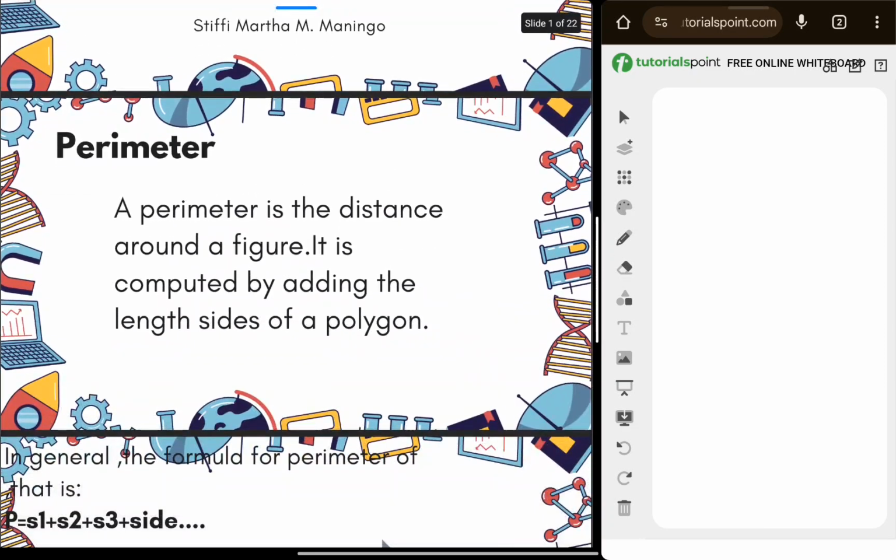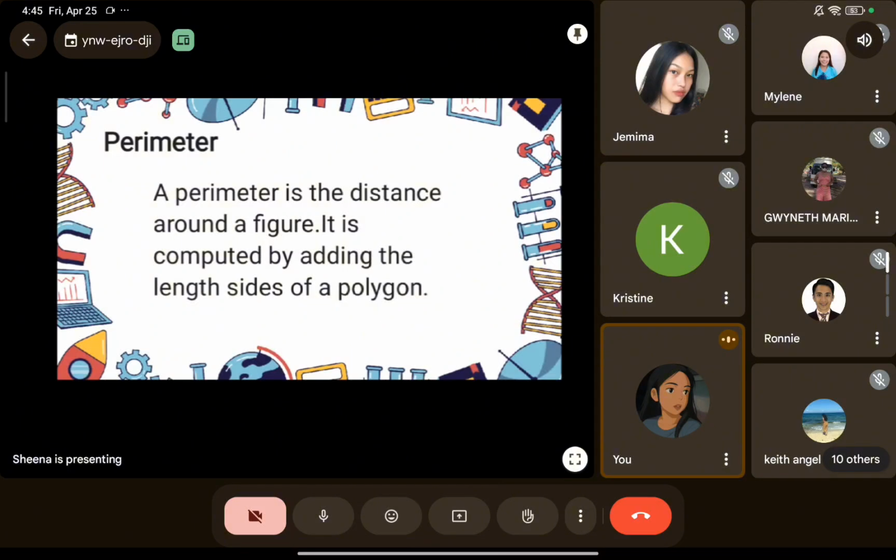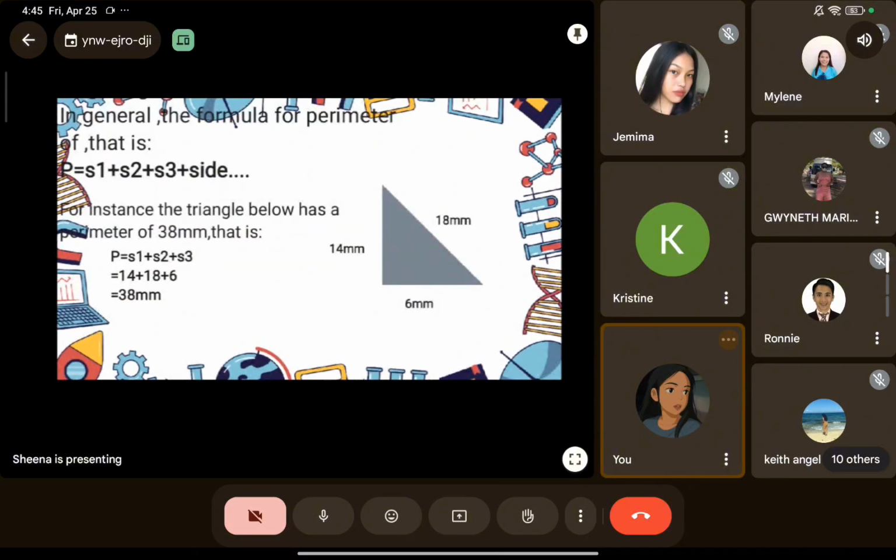So what is perimeter? A perimeter is the distance around a figure. It is computed by adding the length of the sides of a polygon. So the perimeter is just a fancy math term that means the distance or length around the shape.